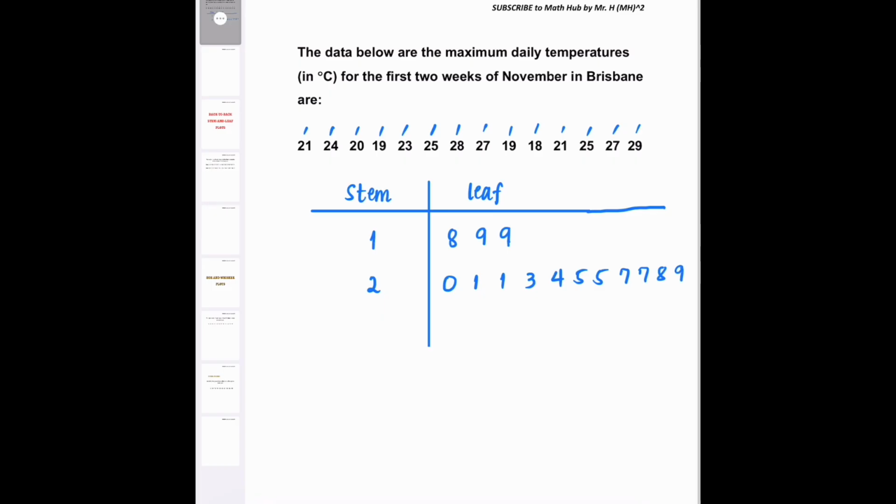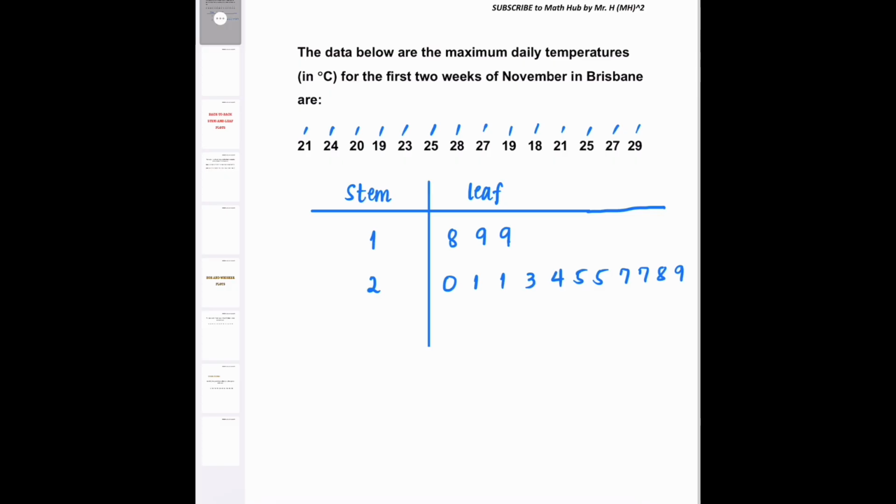After filling in the table, we need to make sure to count the leaves so the total number of leaves matches the number of data values we have on top. I have 14 leaves right here. One thing you also need to make sure of is the organization of the numbers, specifically under the leaf column: the numbers must be arranged in ascending order.